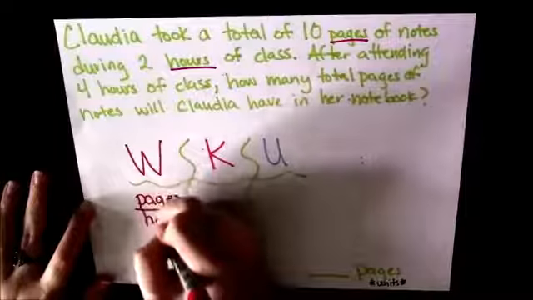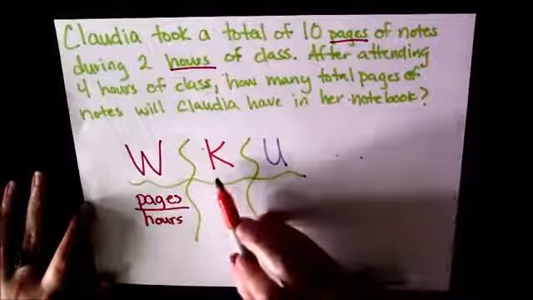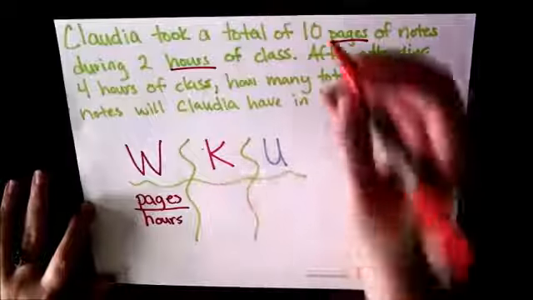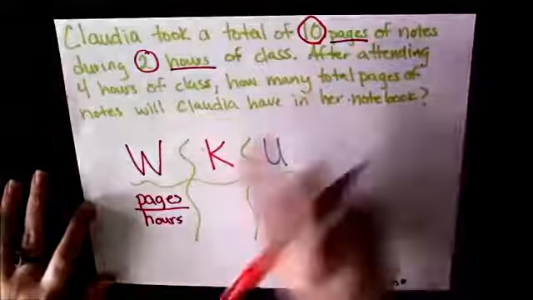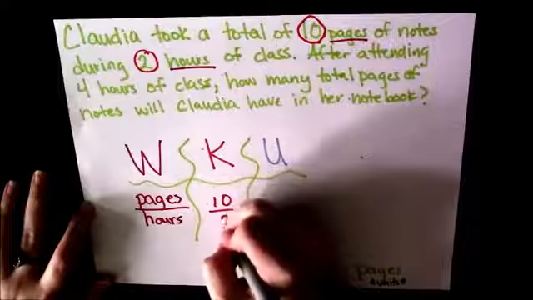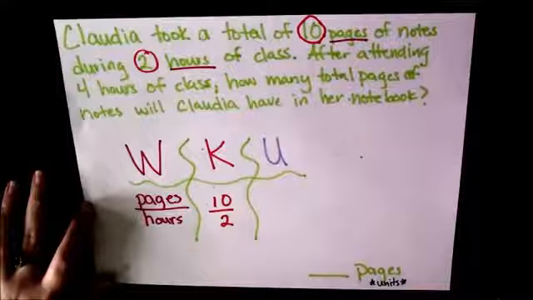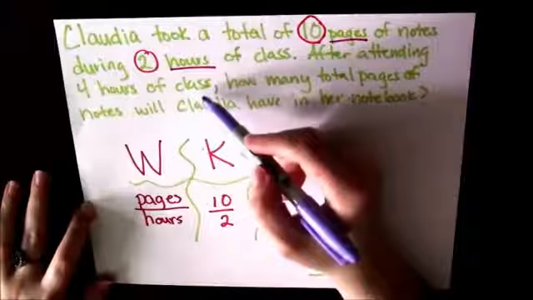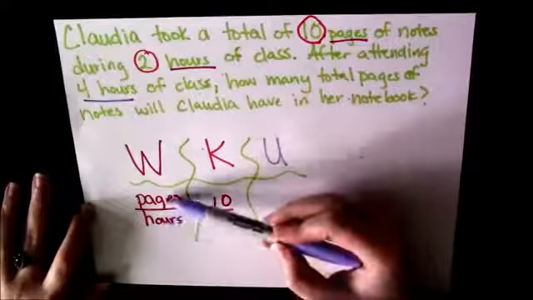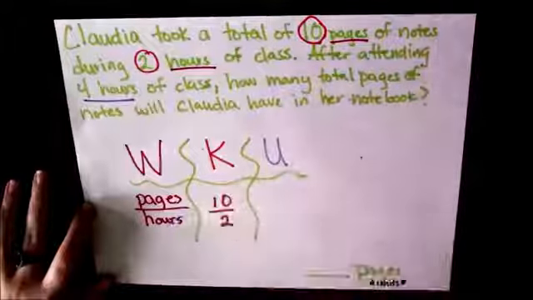So then I need to know what information they gave me. What do I know? We already said it was 10 pages to 2 hours. So again, remember, make sure they stay consistent. So it's 10 over 2. And now I need to know what's my unknown. It says after attending 4 hours of class, so they gave me 4 hours. Should it go in my numerator or denominator? It's talking about hours, so it must go in my denominator. So I put the 4 in my denominator.